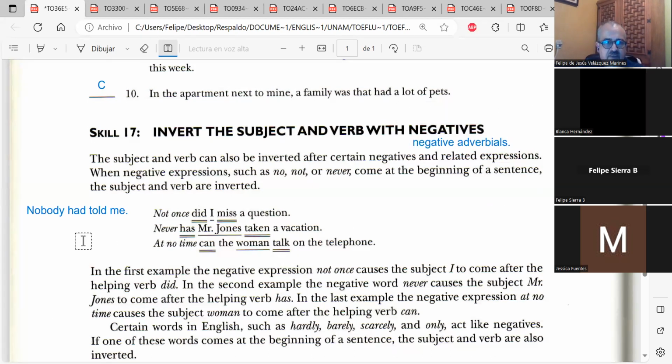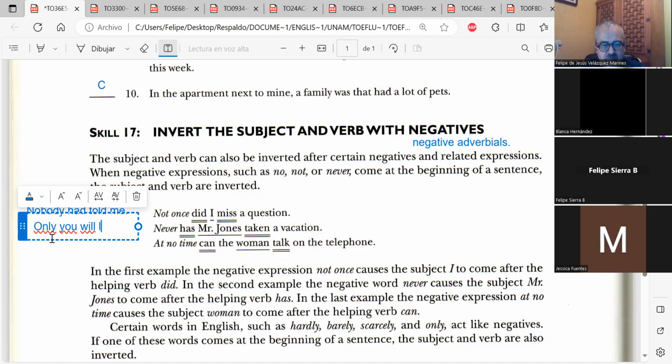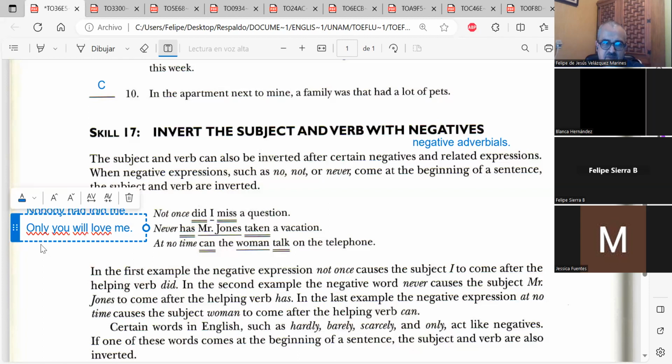For example, only you will love me. In this case, only you, I don't take it like a negative. That's why I normally teach negatives and adverbials beginning with only as separate cases. But in this book they take it as the same case. But again, only you is a pronoun, so I don't use subject verb inversion.